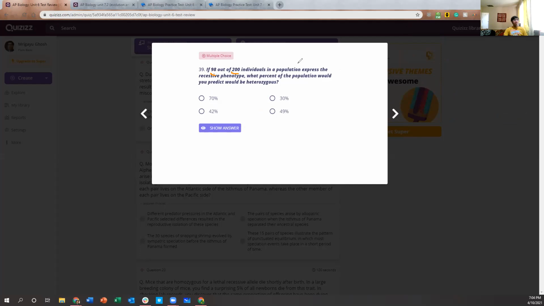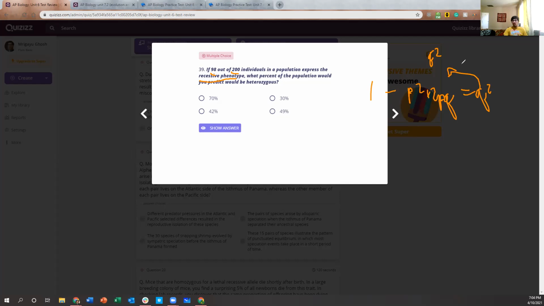"98 out of 200 experience the recessive phenotype." So q squared is both the recessive genotype and the recessive phenotype, because the only way to get the recessive phenotype is through the recessive genotype. Now, if it says the dominant phenotype, you have to be careful because the dominant phenotype is p squared plus 2pq, because heterozygotes also exhibit the dominant phenotype. So if they give you the dominant phenotype, you want to subtract that number from 1 to get q squared, the recessive phenotype.